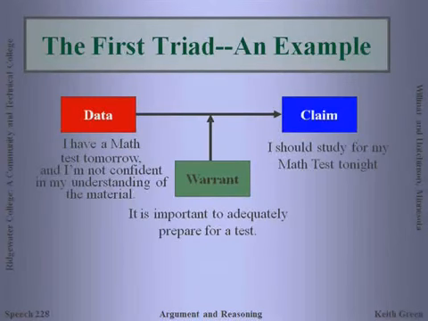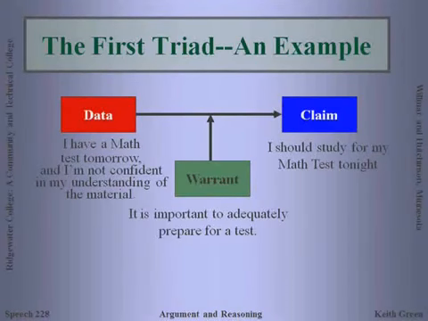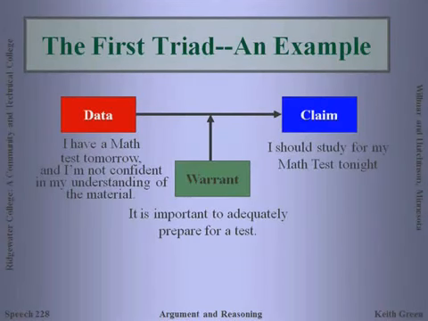Okay, another example. I should study for my math test tonight. The data: I have a math test tomorrow, and I'm not confident of understanding the material. Again, a very simple, well-accepted warrant: it is important to adequately prepare for a test. So again, that's the reasoning that you're using to hook those two together.